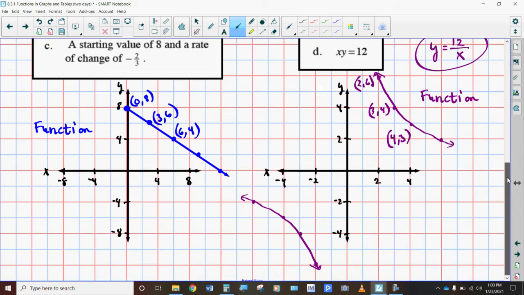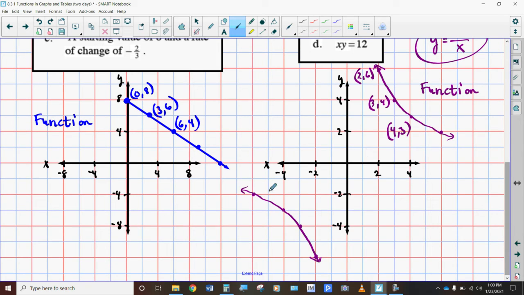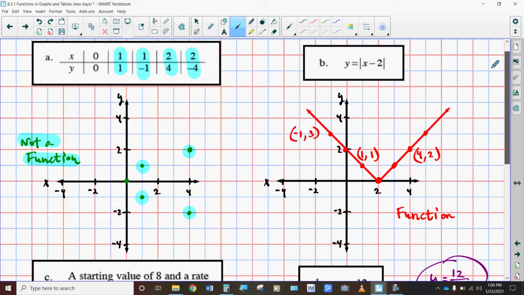And then we often just think about the positive graph, but there would be a mirror image on the other side, where negative 4 times negative 3 would also equal 12. Okay, so notice every x value has exactly one y value. Same thing over here. 3 of these examples are functions. The only one that is not was a.